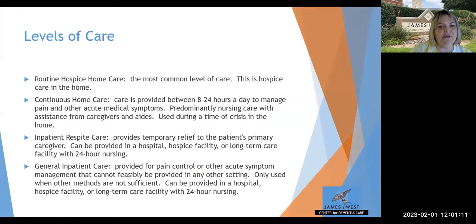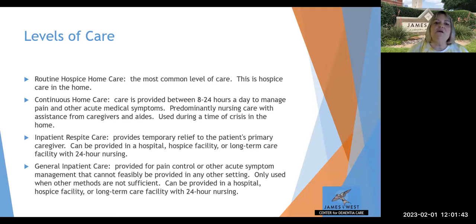Let's look at the levels of care. There's routine hospice home care, and this is the most common level of care, and that's when hospice is in the home. There's continuous home care, and this is where sometimes people get confused because Medicare used to provide a continuous care nurse at the end of life, where Medicare would pay for a nurse to be bedside with the person as they are dying. And they stopped that benefit years ago. It's been since I've been doing it.